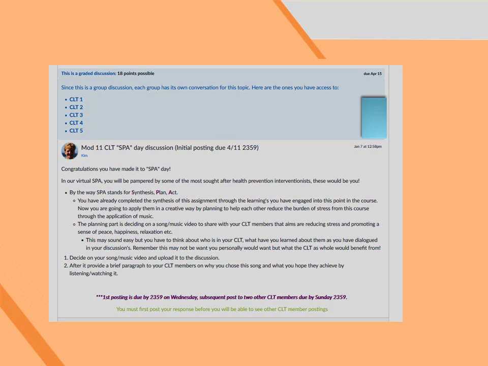So one of your objectives was being able to put together a plan and evaluate that plan. Is it effective or not? To do that, you have to be thinking about your group members, and you have learned a lot about each other over the last several weeks. So you have to take into account what elements you've learned about each other.